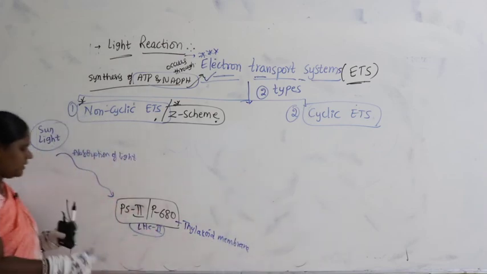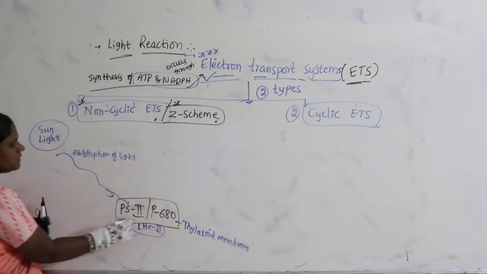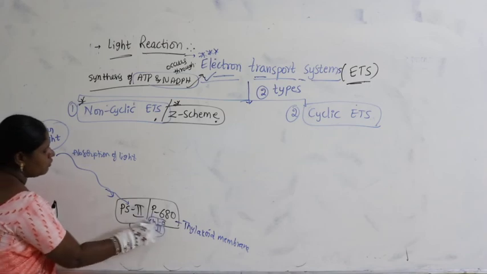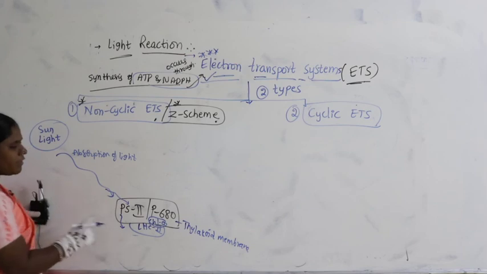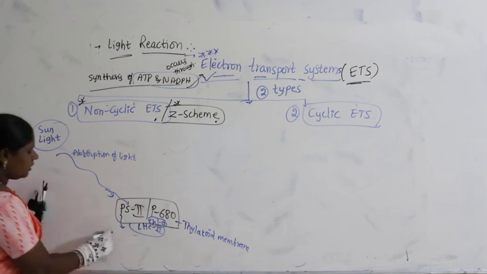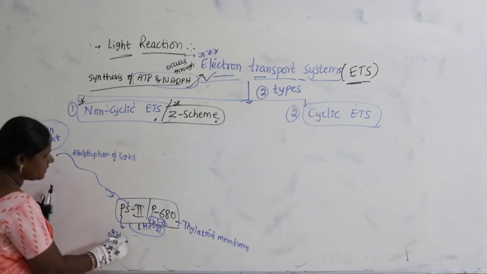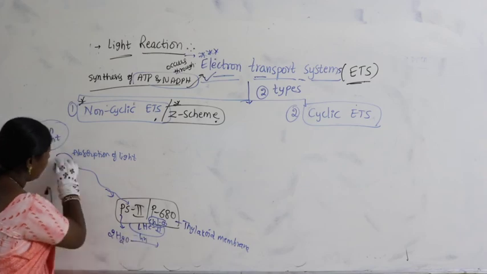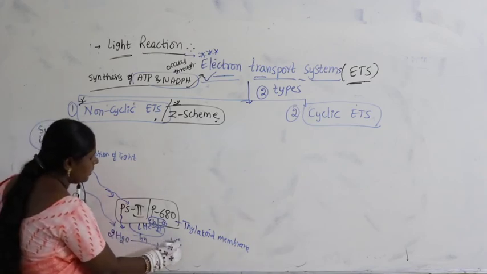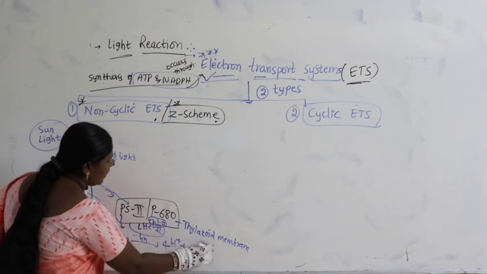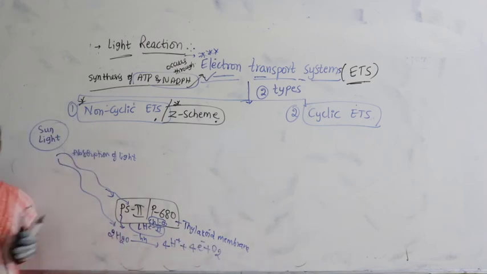Now, when light falls on this, chlorophyll A is the main reaction center. Along with that, it causes splitting of water. Let us take two water molecules. Splitting happens with the absorption of sunlight, and as a result, 4 protons, 4 electrons and oxygen are produced.